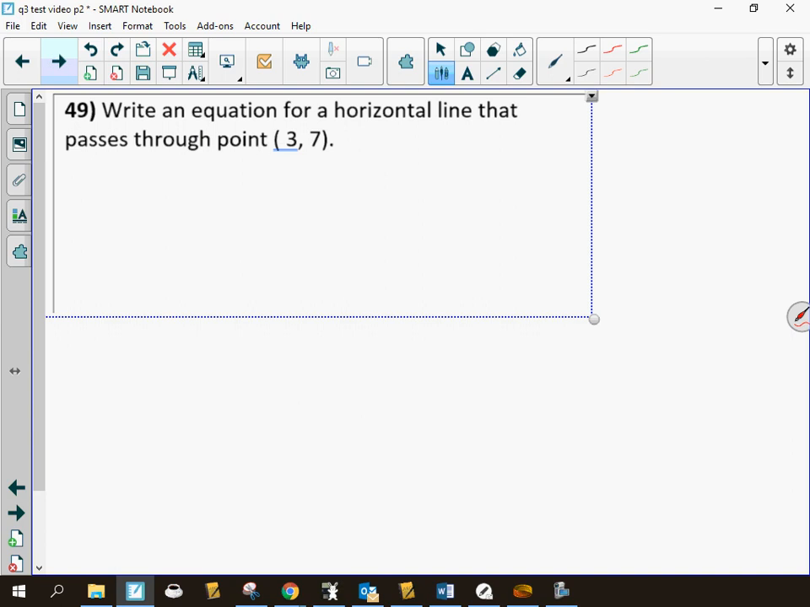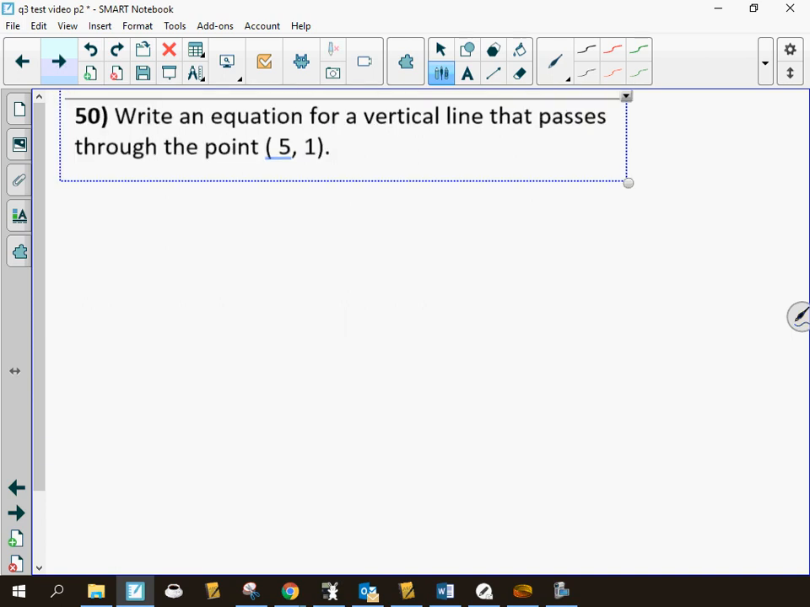All right, 49, horizontal line. So if you have a horizontal line, it looks like that. And a horizontal line is always y equals a constant. So this will just be y equals 7. Now a vertical line is always x equals a constant. So this one will be x equals 5.